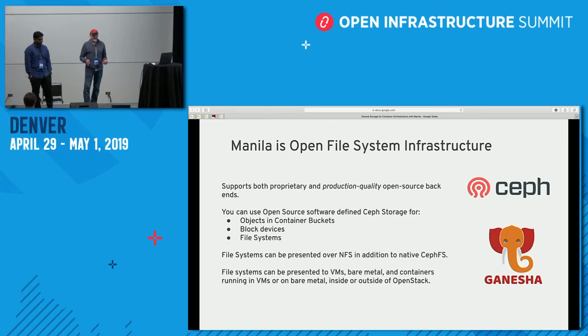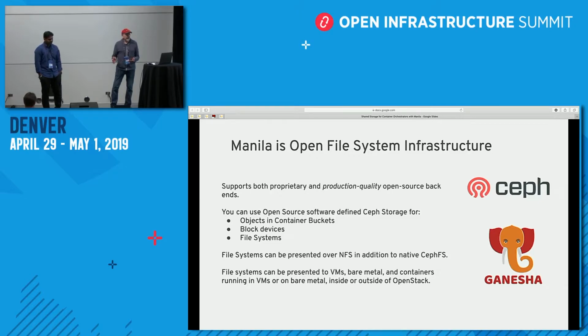Ceph, of course, is great because you can use it for object storage and block storage as well as file storage. So your investment in a Ceph cluster can pay off in all those ways, and Manila can be a part of that. We have worked so that we can use that same Ceph cluster to present shares over NFS in addition to native CephFS. Native CephFS has great performance advantages. It requires a trust model that may not be suitable for all enterprises, et cetera.